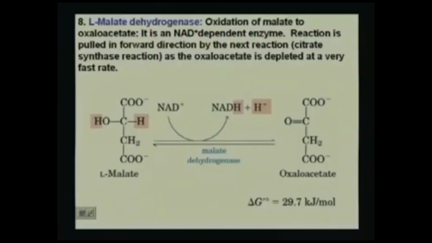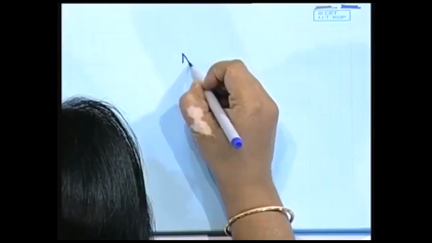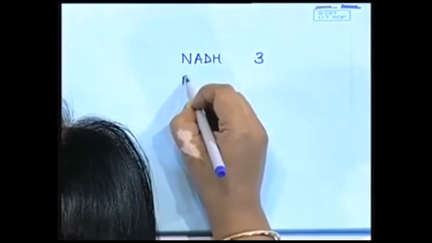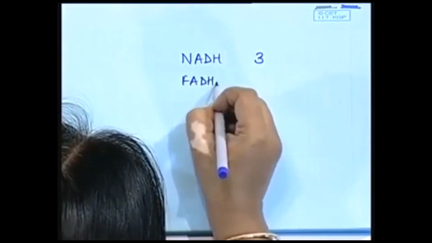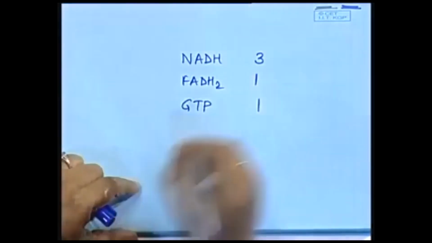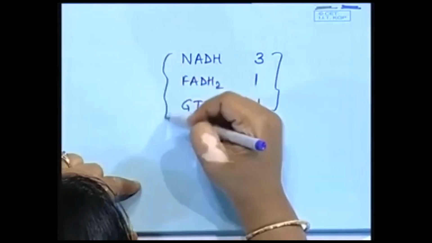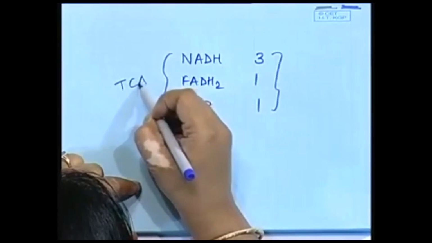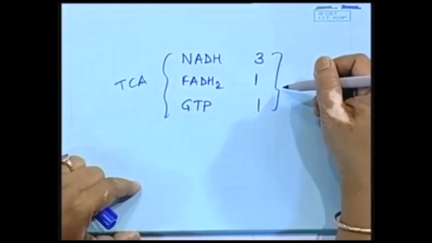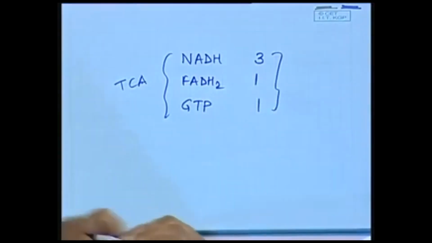So how many do we have now? We have 3 NADH. Let's just keep track of it. We have NADH 3, FADH2 we have 1, and GTP we have 1. So these are all coming from our TCA cycle. Now this NADH and FADH2, where is it going to go? It is going to go for oxidative phosphorylation in the production of ATP.